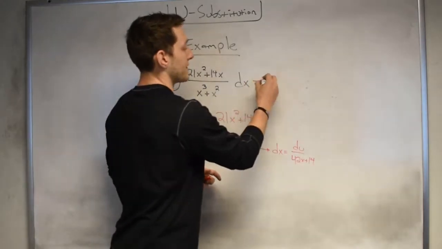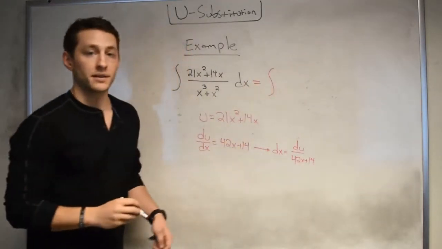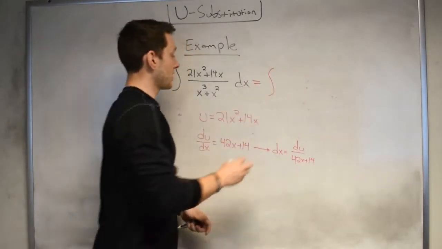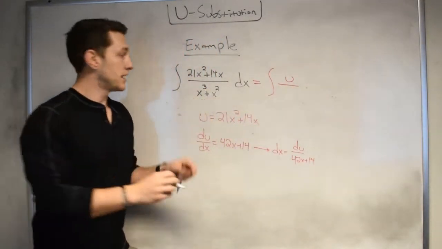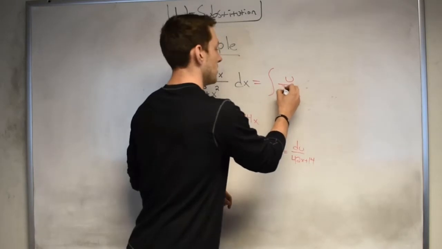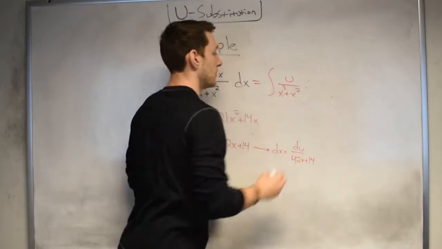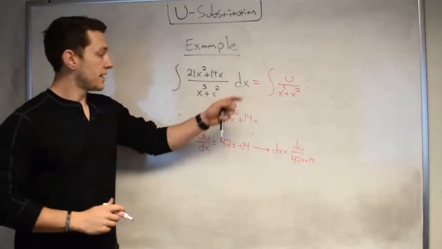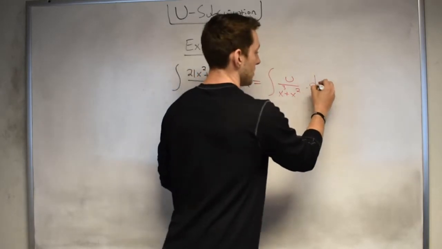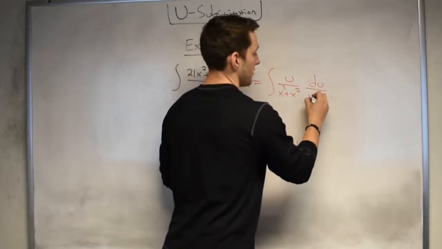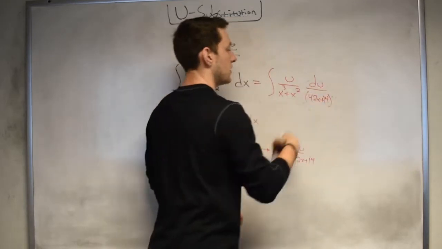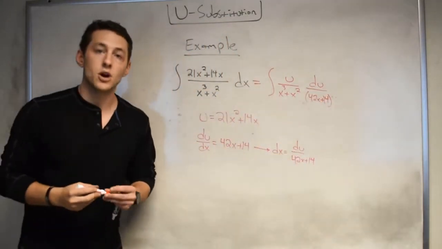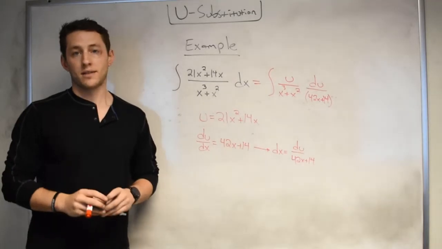And to see why it's wrong, notice the following. Now I plug in for where I called u. U divided by, well, I didn't touch x cubed plus x squared, so that stays. And then I sub in for dx: du divided by 42x plus 14. And notice that nothing cancels.